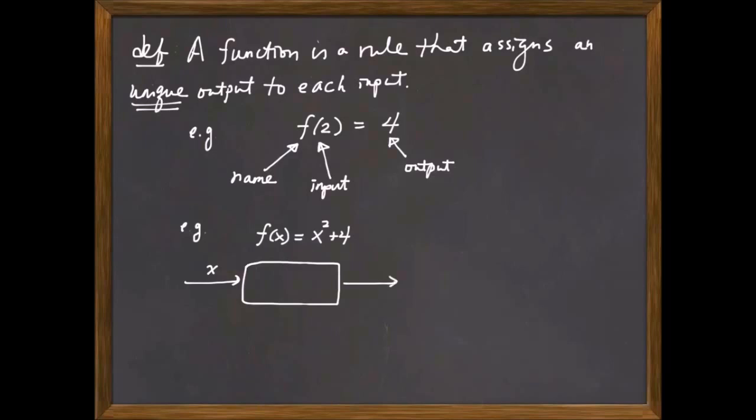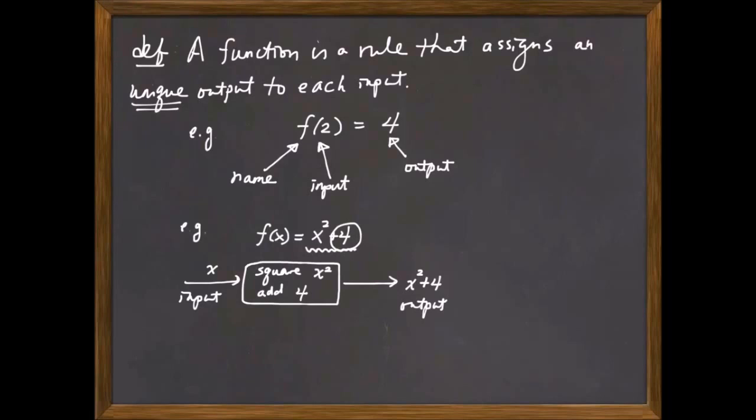The actual action is described right here by this formula. What it does is it first takes the input x and squares it to get x squared, and then it adds 4 to that result. When it comes out of it, it's just going to be x squared plus 4. So this is a formula that the function f does to every single input in its domain.